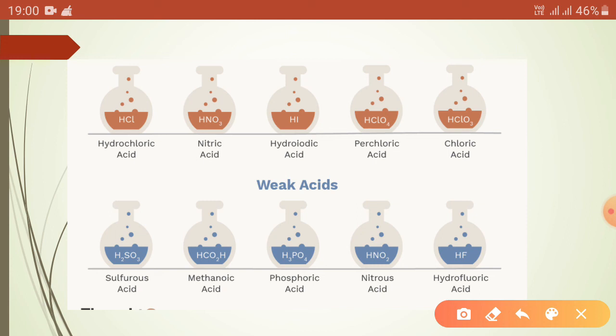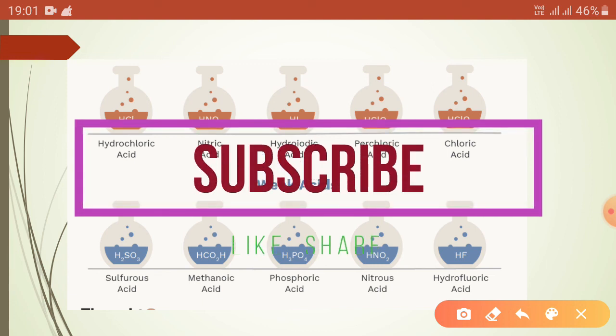Already we have learned about acids, and the reactions of acids with metal carbonates and metal bicarbonates. We have also learned about the types of acids, and lastly strong acids and weak acids.